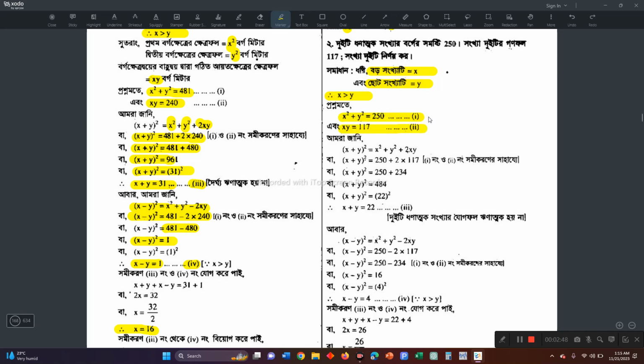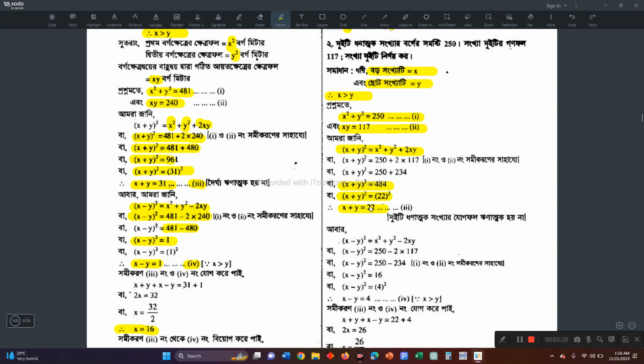Now, from these two equations, number 1 and 2, what do we get? We know x plus y whole square is equal to x square plus y square plus 2xy. Putting the values of x square plus y square and xy, we get 484. That means x plus y whole square is equal to 484, or x plus y whole square is equal to 22 whole square. That means x plus y is equal to 22.